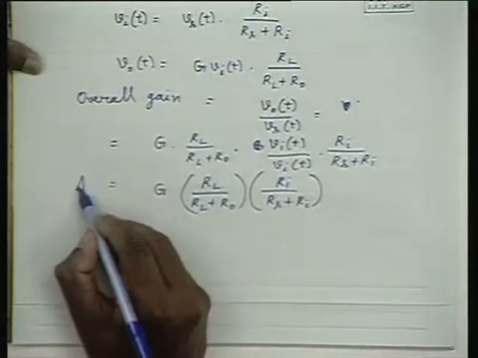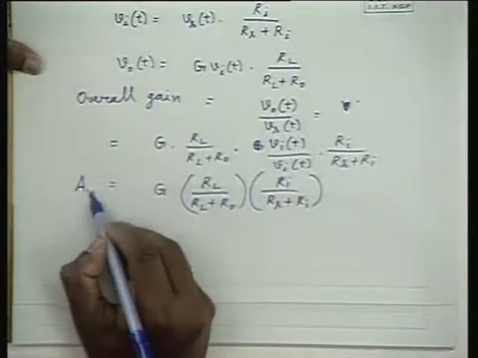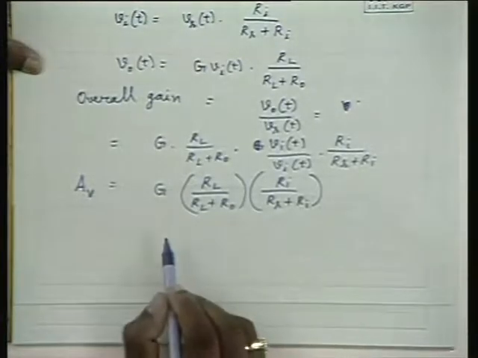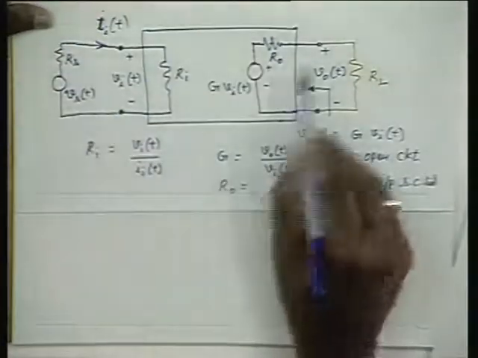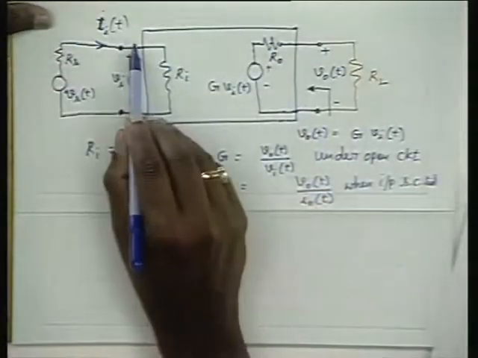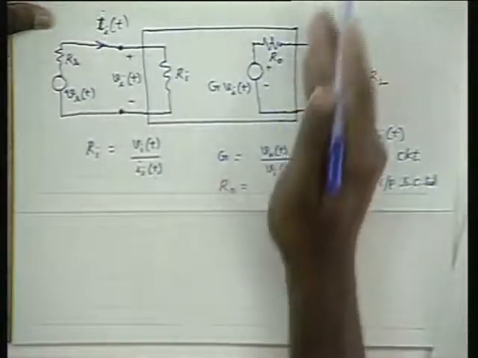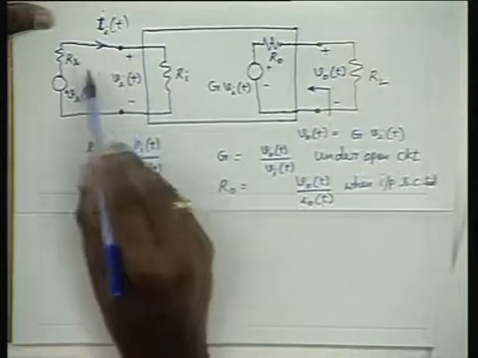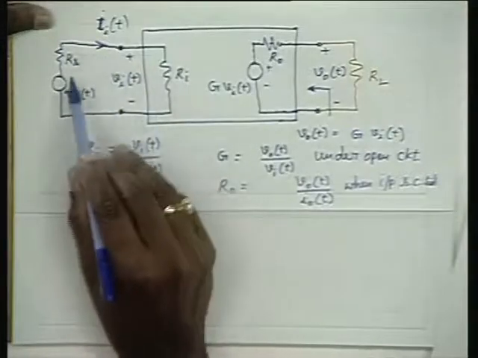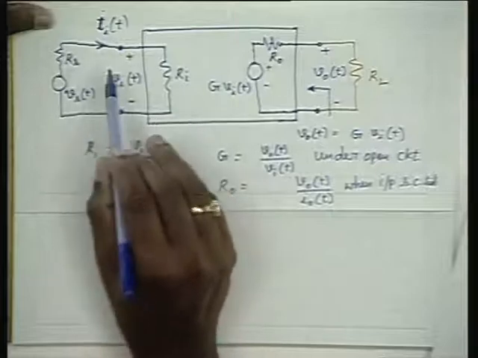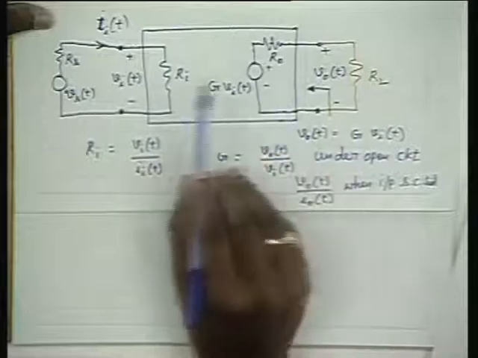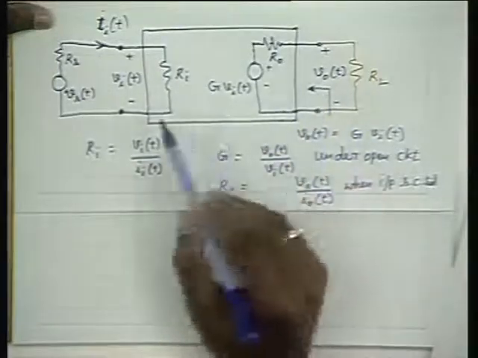Let me use the symbol AV here to indicate voltage gain. This is because of the division here and the division here. If the gain of the amplifier is actually 100 under open circuit conditions, and there is an attenuation, a drop in voltage to half here and a drop in voltage to half here, overall gain is going to be 100 into a quarter, which is 25.